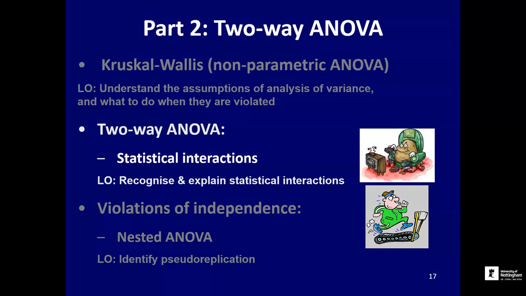In part 2, we're going to look at more complicated situations where instead of just a single factor, like in the previous experiment, where the factor was the experimental treatment and it had 5 levels, we're going to look at situations where there's more than one factor, a rather more complicated form of analysis called two-way analysis of variance.